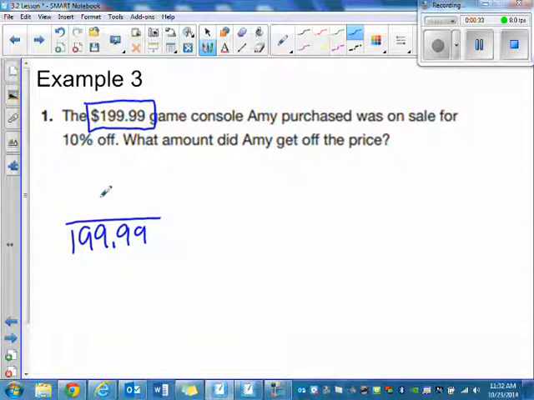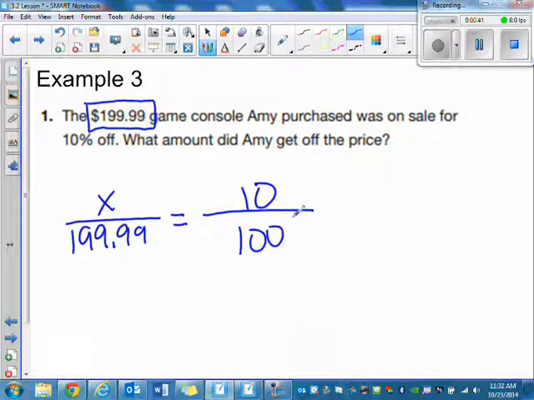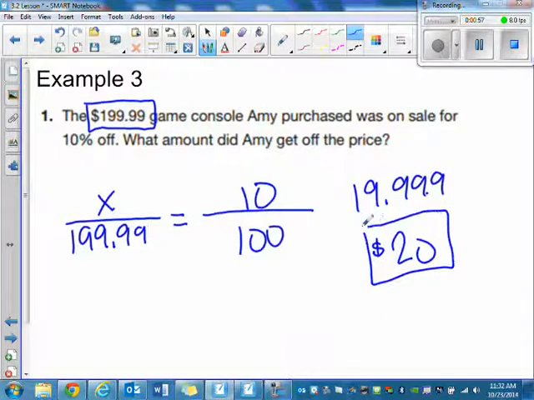So this is still trying to figure out what amount she got off. She got 10% off out of 100%, so it's percent out of 100. Then you would solve for x, and you would get 19.999. All these nines would knock this up to $20. So she got $20 off the original price. So again, be careful with the vocab here. It was percent off, and what amount did she get off? That's why I didn't need to change this at all like I did on the last example.